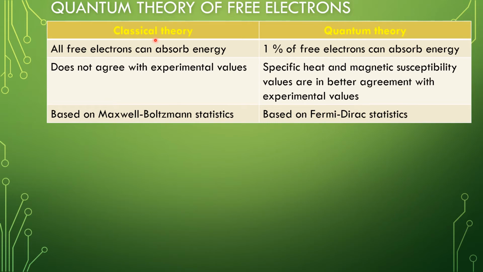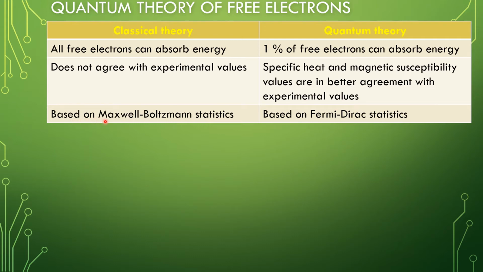Distinction between classical theory and quantum theory. In classical theory, it is assumed that all free electrons can absorb energy. Quantum theory says only 1% of free electrons can absorb energy. Classical theory does not agree with the experimental values. In quantum theory, specific heat and magnetic susceptibility values are in better agreement with experimental values.